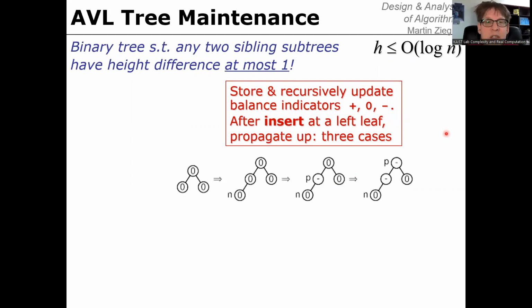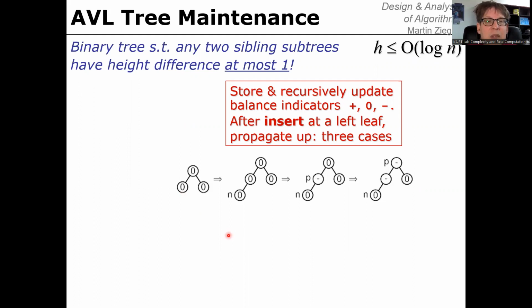So let me give you some examples. Here's an example, an AVL tree, and in this example, the left and right subtree have the same height. So that means the root stores balance indicator 0. And also 0 is stored in both subtrees because they are leaves. They don't have any successors. So trivially, the left and right subtree of this leaf have the same height, they're absent.